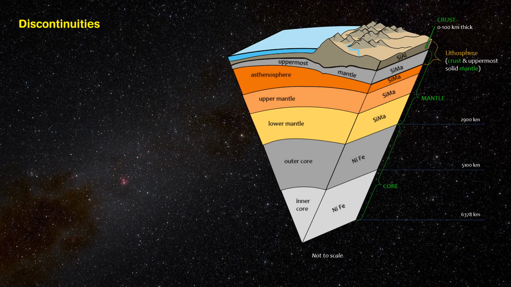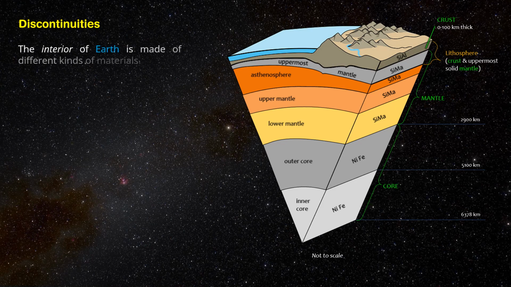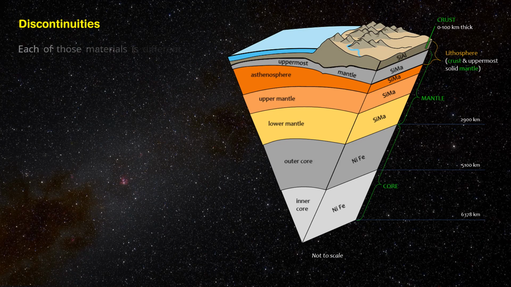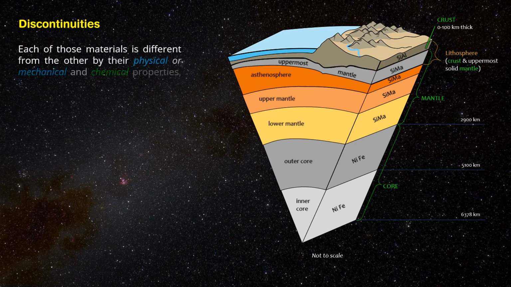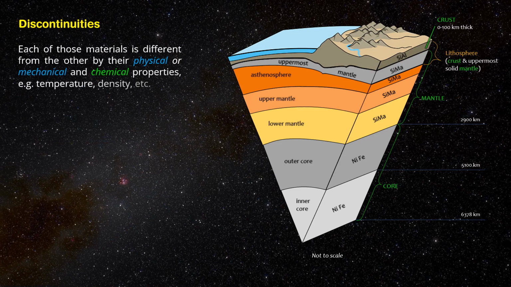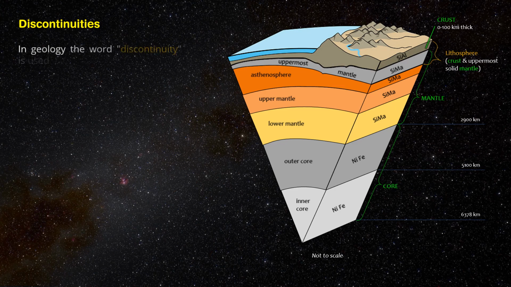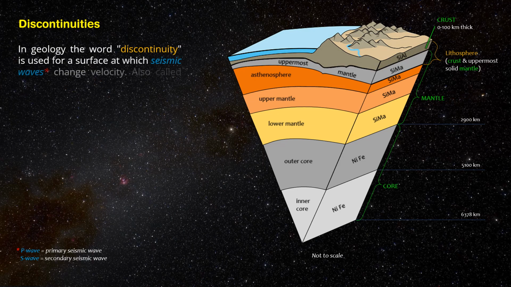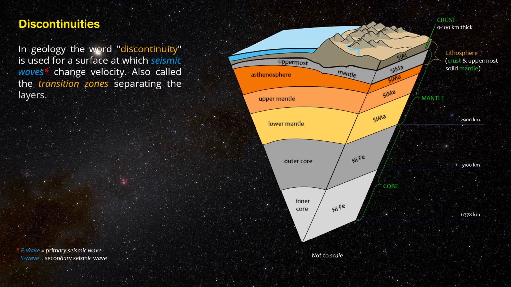Discontinuities. The interior of Earth is made of different kinds of materials. Each of those materials is different from the other by their physical or mechanical and chemical properties, for example, temperature, density, etc. In geology, the word discontinuity is used for a surface at which seismic waves change velocity. Also called the transition zones separating the layers.